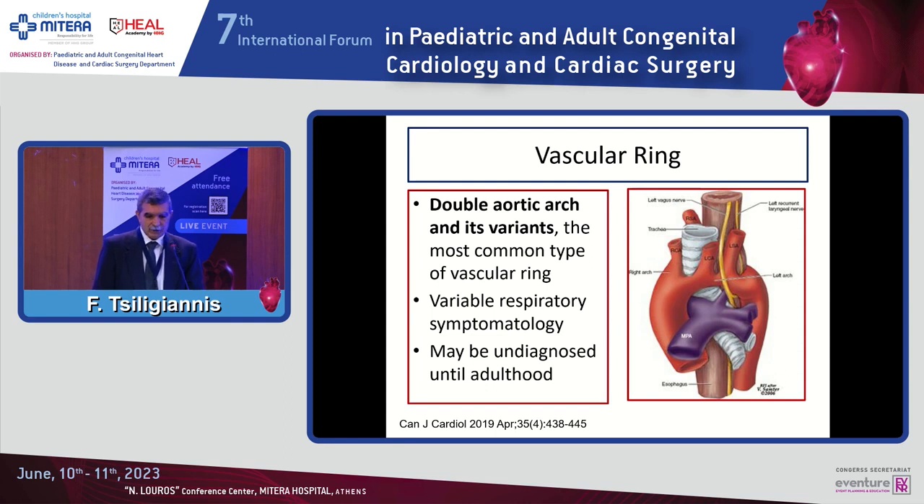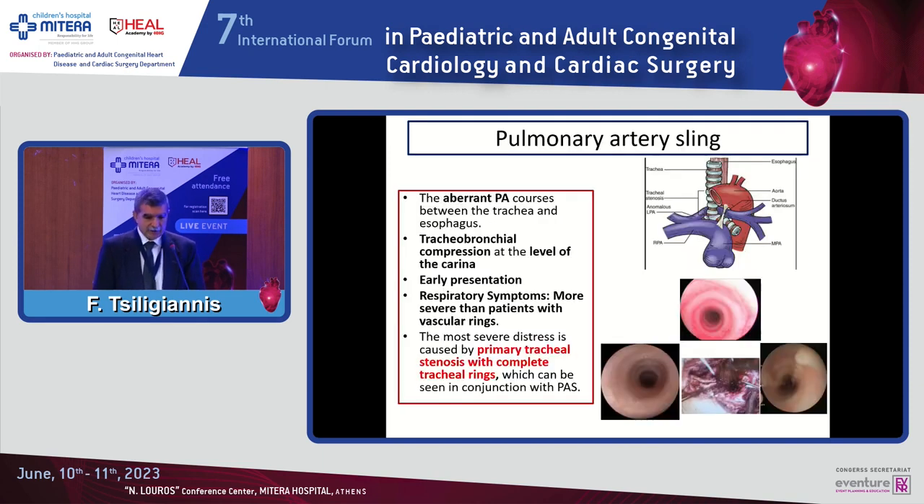The most common is vascular ring by double aortic arch and its variants, and it has a very respiratory symptomatology, and it may be undiagnosed until adulthood. Pulmonary artery sling is caused by an aberrant pulmonary artery, which courses between the trachea and the esophagus. It causes compression at the level of the carina.